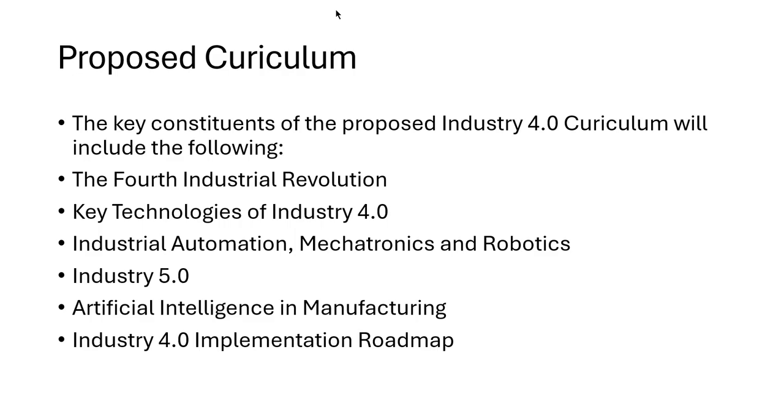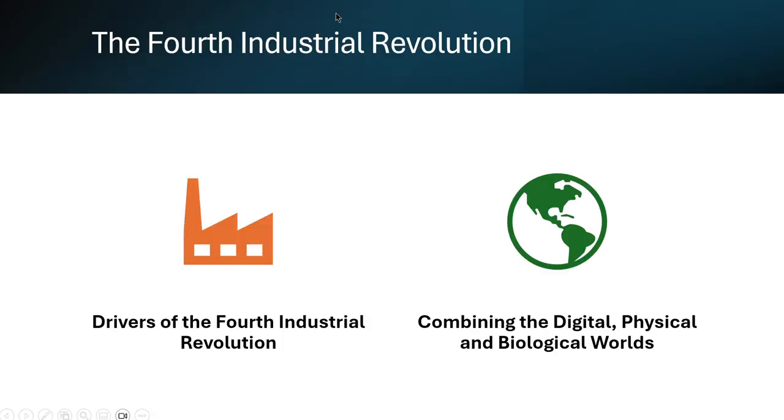The key constituents of the proposed Industry 4.0 curriculum will include the following: the fourth industrial revolution, key technologies of Industry 4.0, industrial automation, mechatronics and robotics, Industry 5.0, artificial intelligence in manufacturing, and Industry 4.0 implementation roadmap. The coverage of the fourth industrial revolution will include drivers of the fourth industrial revolution and combining the digital, physical, and biological worlds.